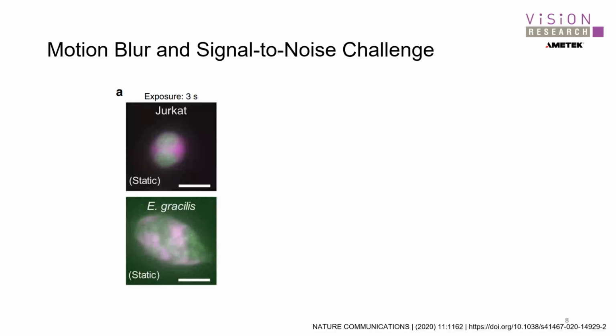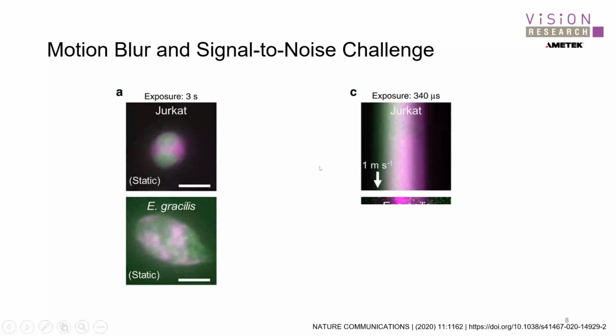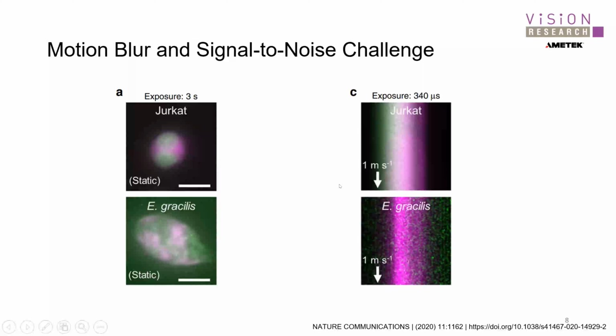So this is some data from a 2020 Nature Communication paper where they looked at two different types of cells in this example. They just took a camera and imaged it in fluorescence mode, and set the exposure to 3 seconds, which is very, very long. So you get this image here of a static cell sitting there. If you flow that cell now at 1 meter per second, and that's considered fairly quick in the world of flow cytometry, I've seen people flow up to 10 meters per second.